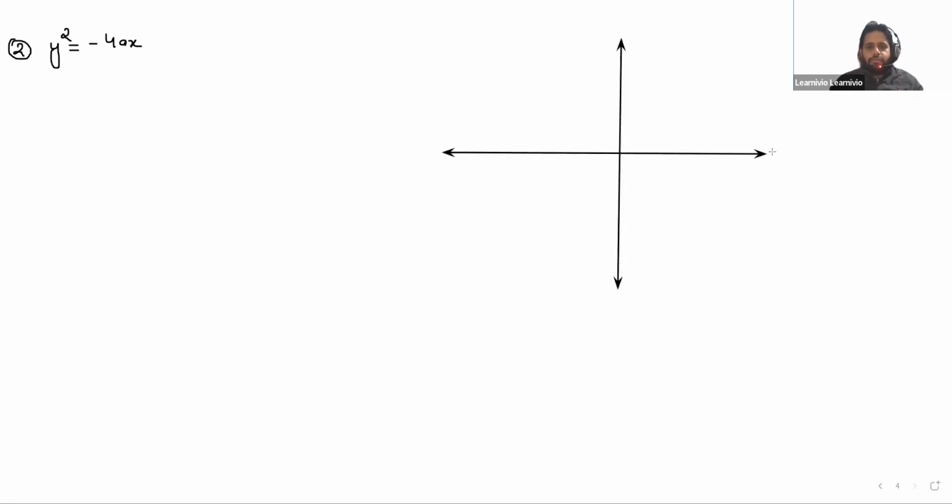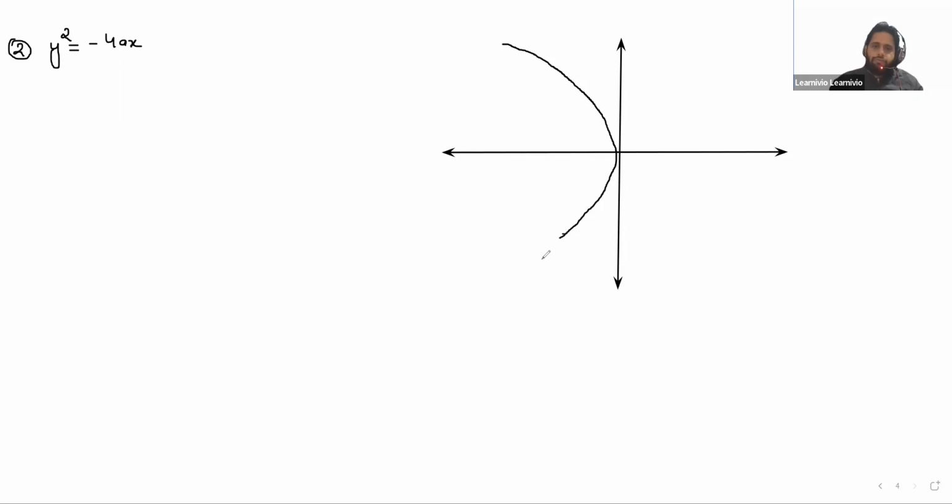Next, we will do the second one. Second is y square is equal to minus 4ax. The graph of this equation is like this. For y square is equal to 4ax, the direction is towards the positive x-axis. Here the direction would be reversed like this.